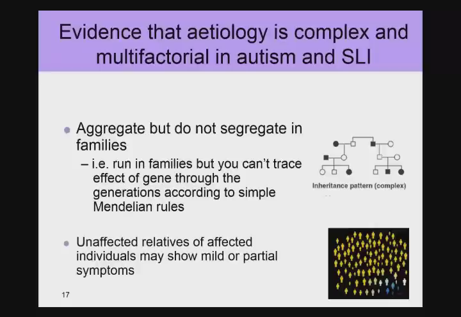These give you very distinctive patterns, but in these conditions that's not the case. If, for example, I've got specific language impairment, there's something like a 25% chance that I'll have a first degree relative, that is a sibling or a parent, with a similar condition, but it doesn't run through the family in a clear-cut way. And this is not particularly unusual.